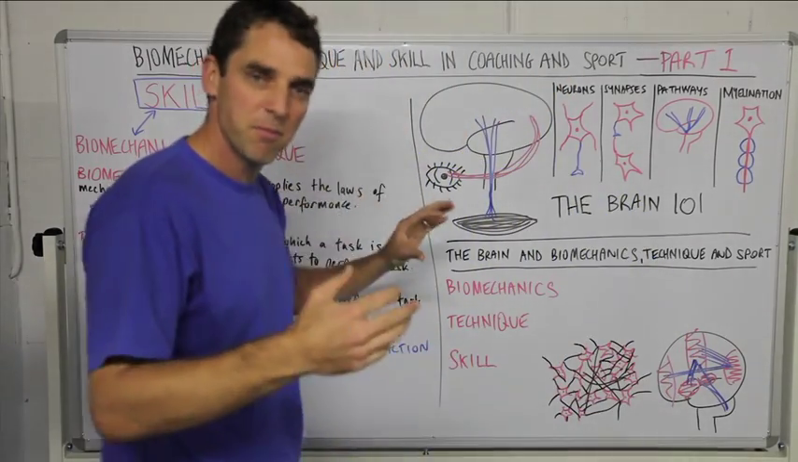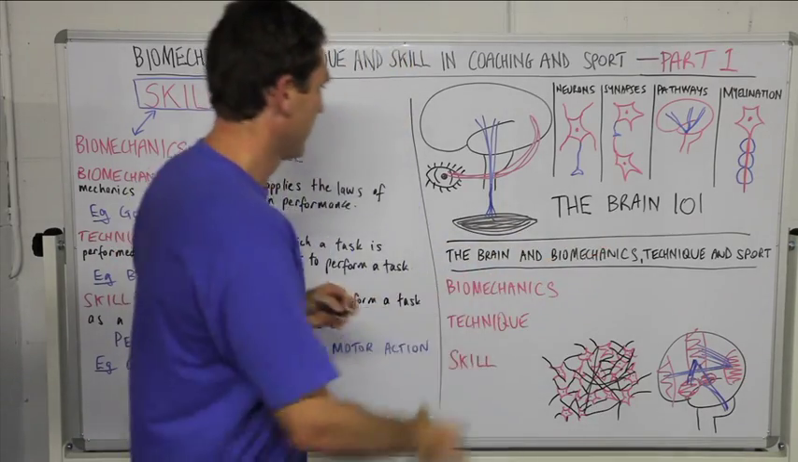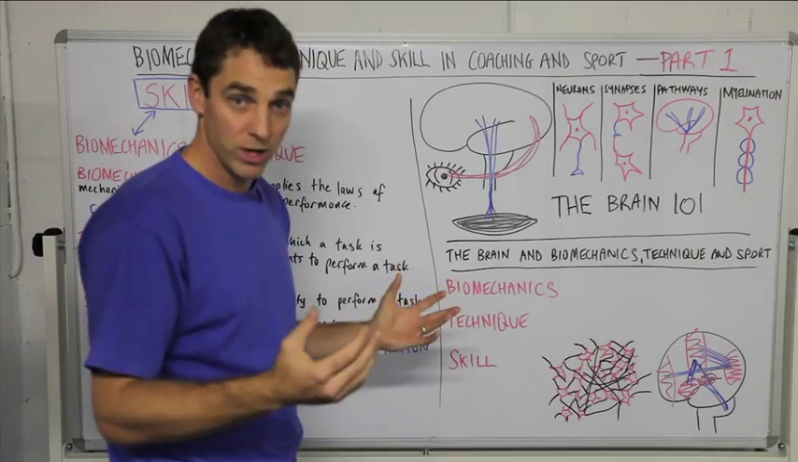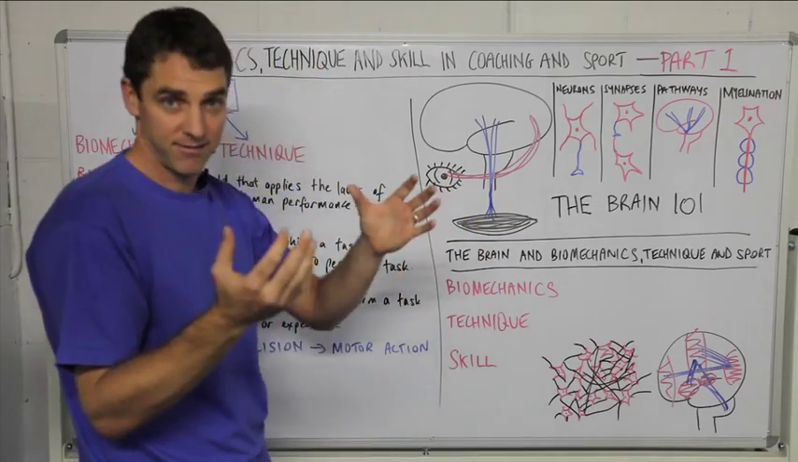Now, we're going to deal with some brain basics, as I said. So we've got Brain 101. Our brain controls everything we do. All right? In sport, we see stuff.